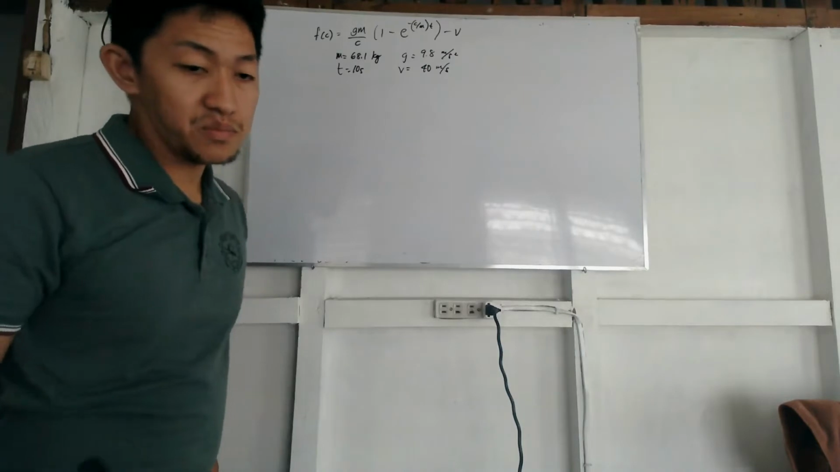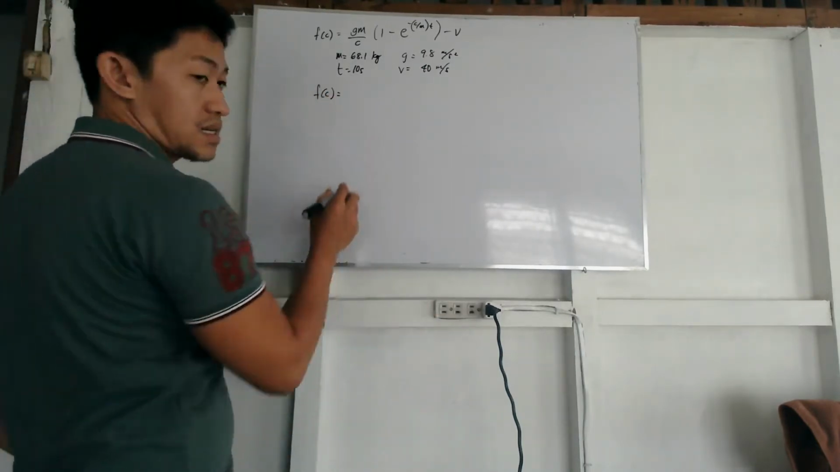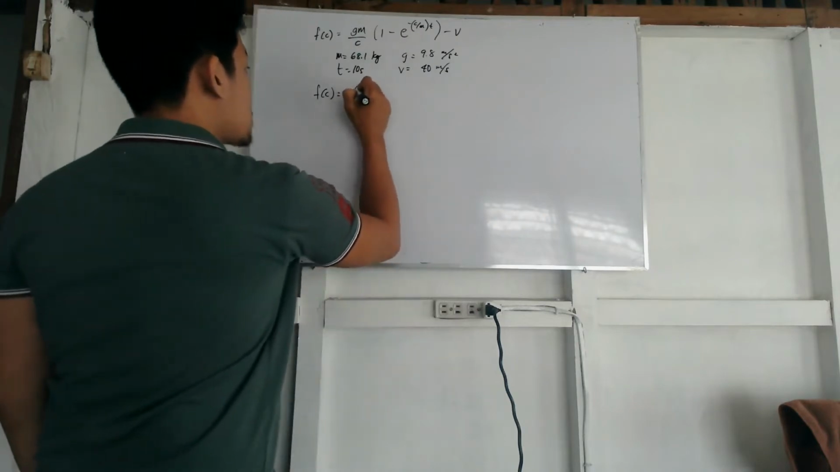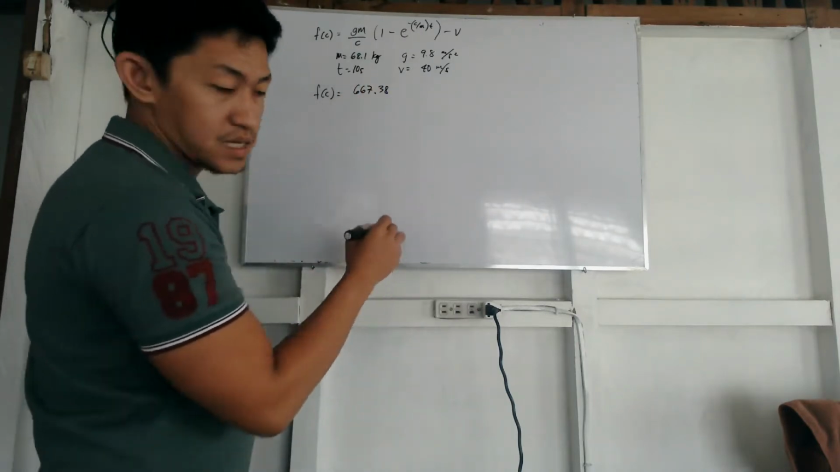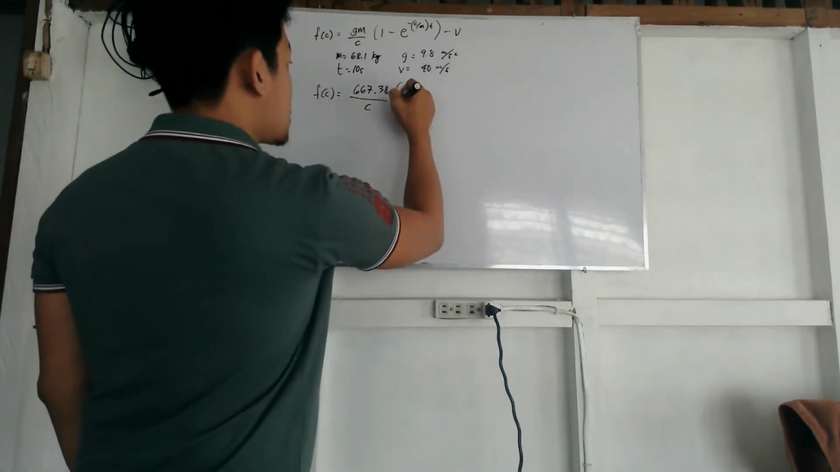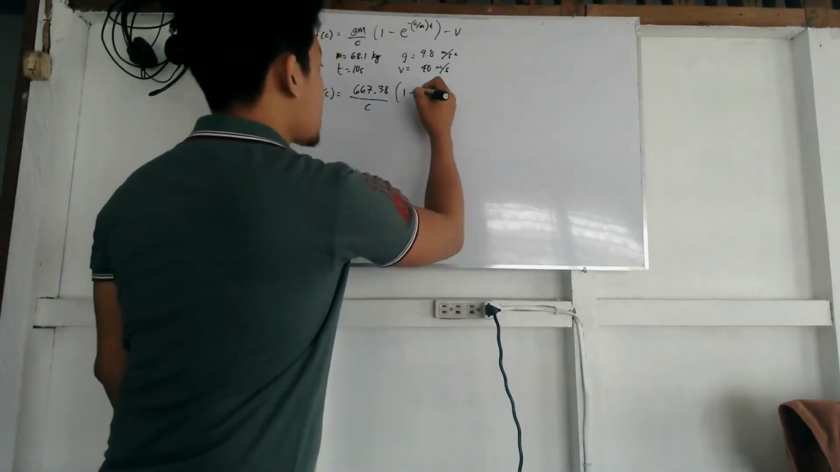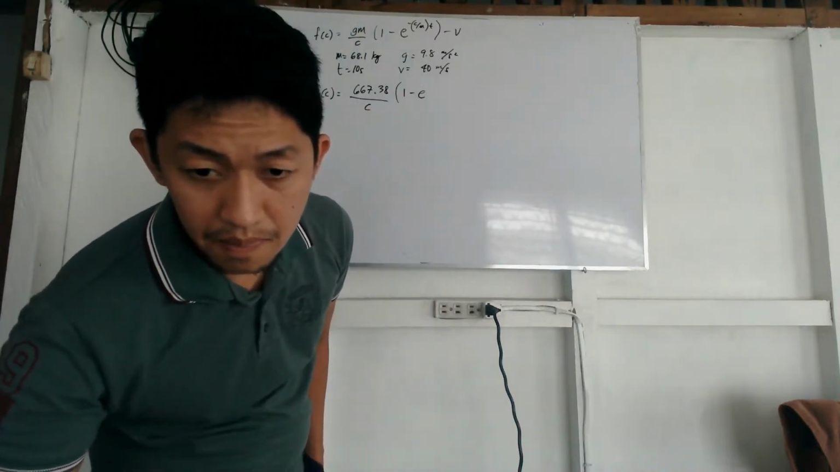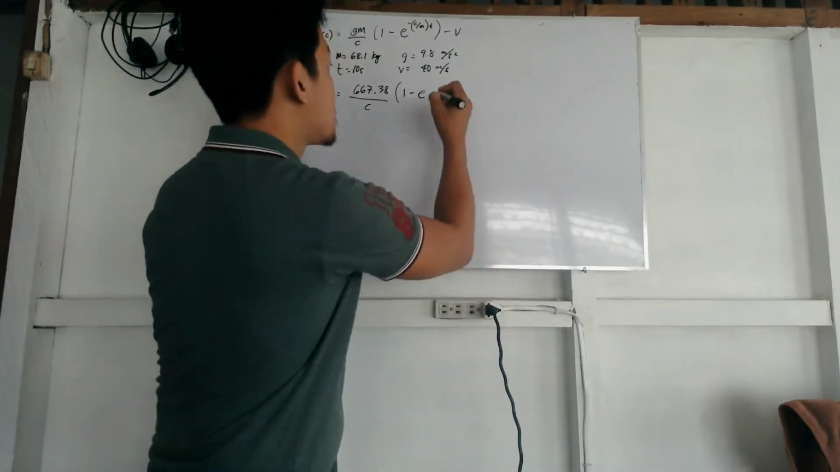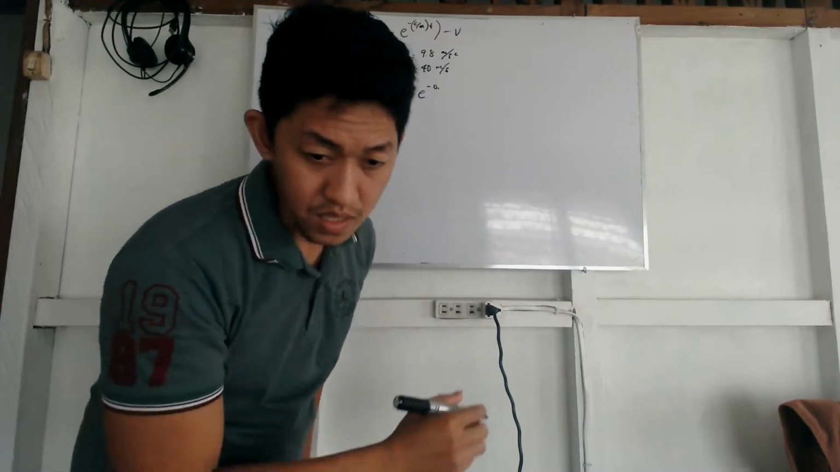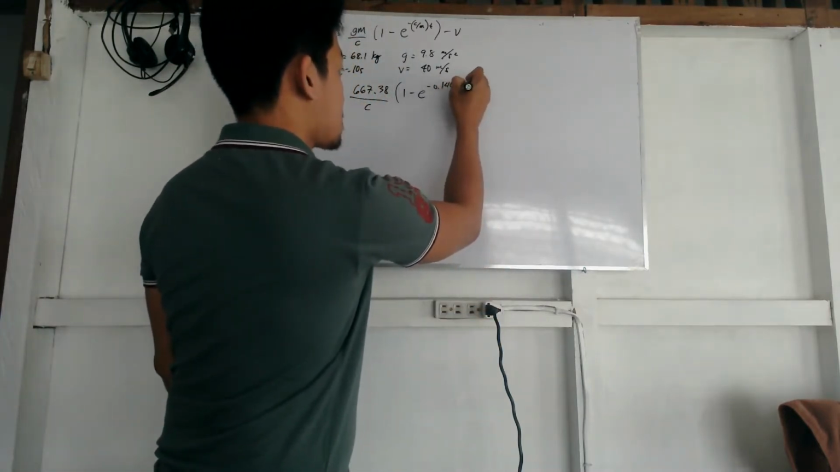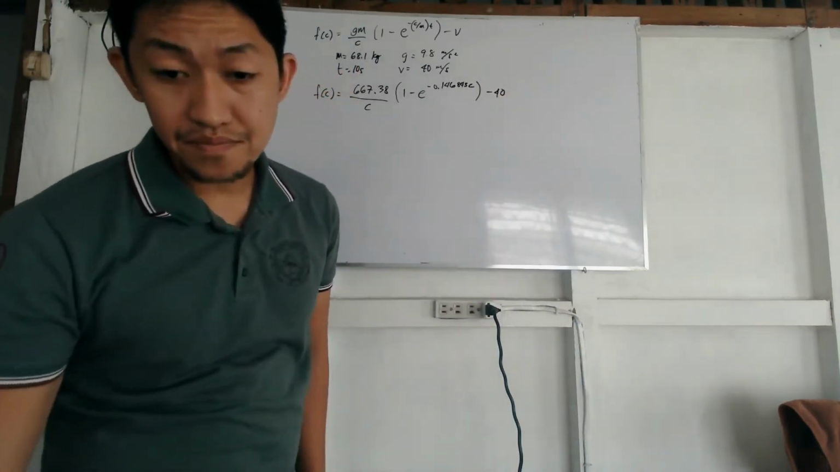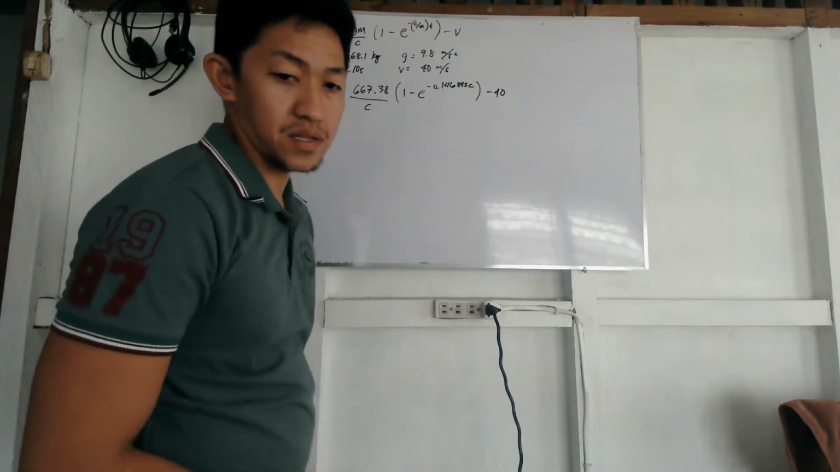If we plug in the values, you have this equation. f of c is, we multiply g and m, which will result to 667.38 over c, times 1 minus e to the negative 0.146843 c, minus 40. That is your equation.